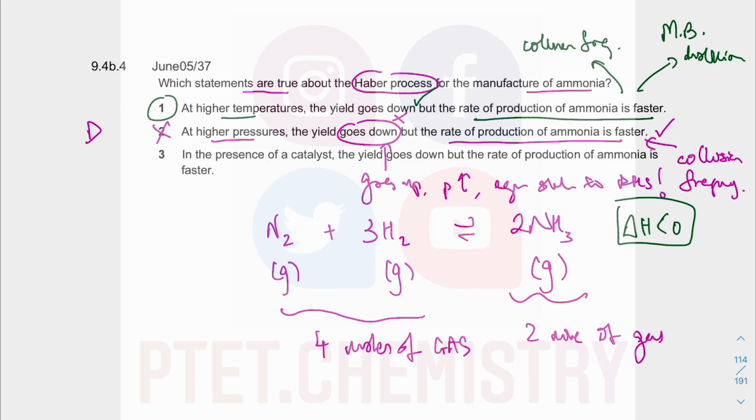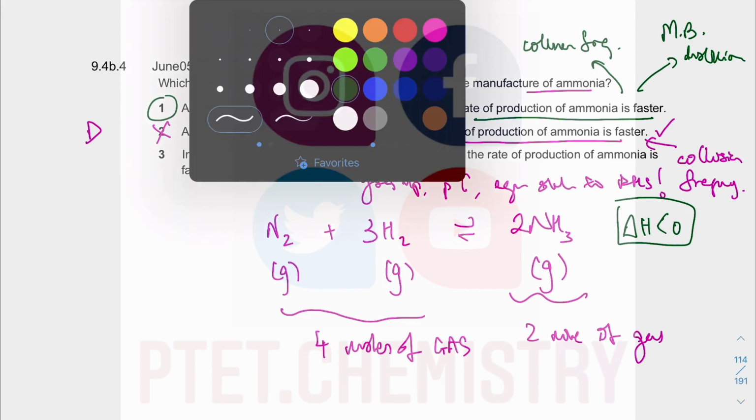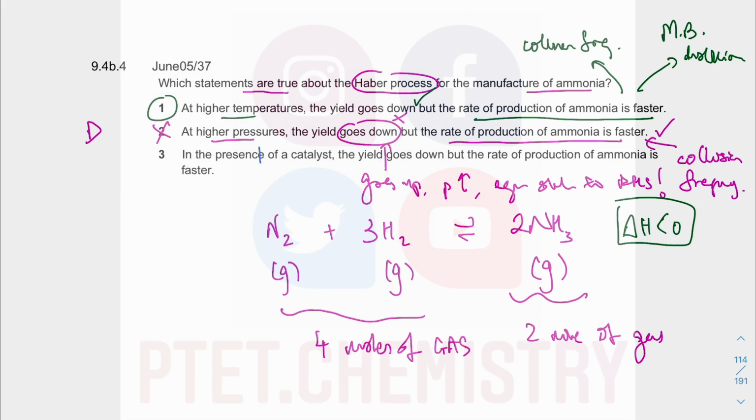In the presence of a catalyst, the yield goes down. This is incorrect chemistry, because the use of a catalyst does not affect the equilibrium yield at all. It only affects the rate. Okay, so that is wrong, but the rate is faster. Okay, so 3 is actually wrong.